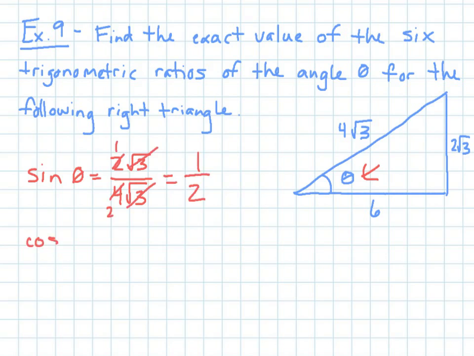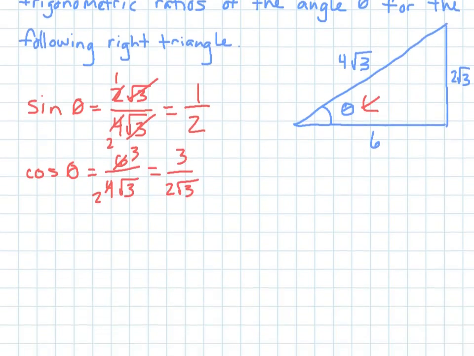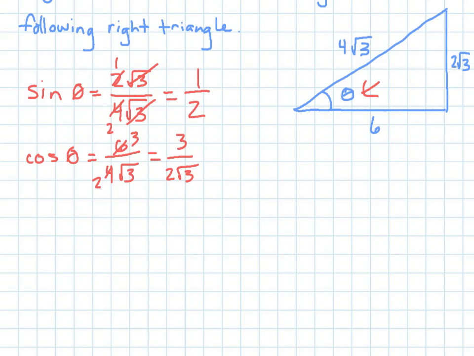Okay, cosine of theta would be 6 over 4 square root of 3. So I can reduce that to 3 over 2 square root of 3. You will not need to rationalize these, so don't worry about it. If you want to, it would be 3 square root of 3 over 6. But you don't have to, like I said. And then tangent would be your opposite over your adjacent. So you get square root of 3 over 3.